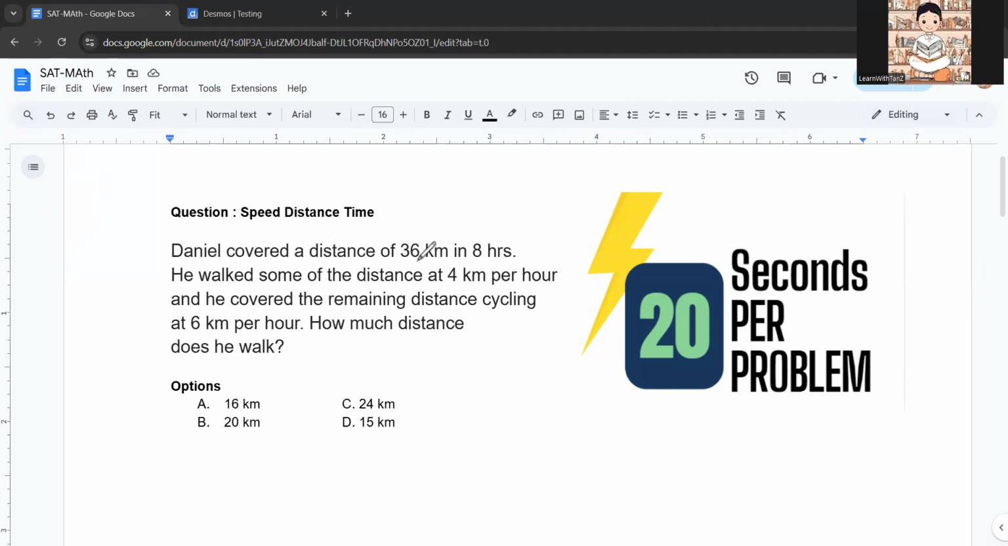Daniel covered a distance of 36 kilometers in 8 hours. And he walked some distance at 4 kilometers per hour. So he is walking. Then he covered the remaining distance cycling at 6 kilometers per hour. How much distance does he walk? And we are given some options. So let us go on and solve the question.